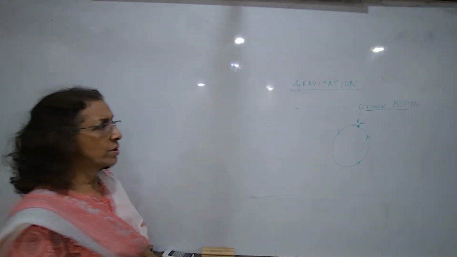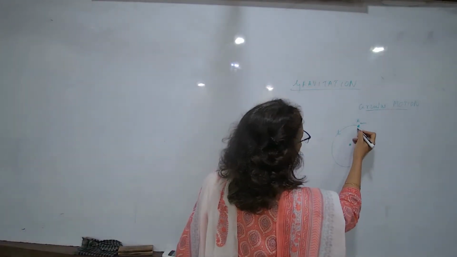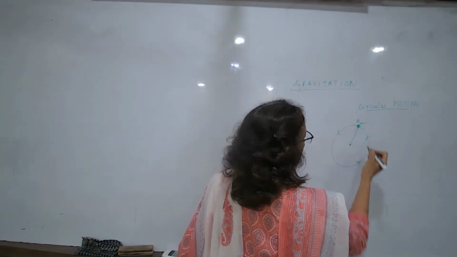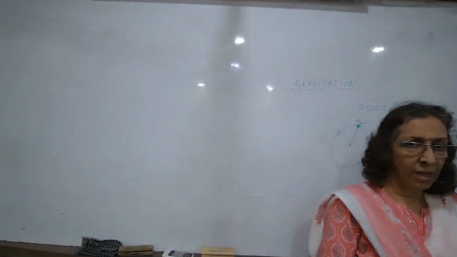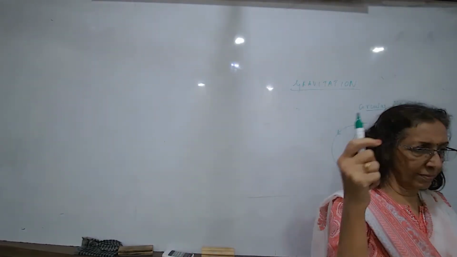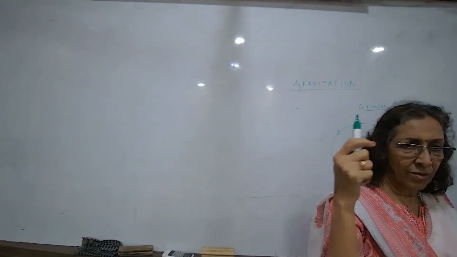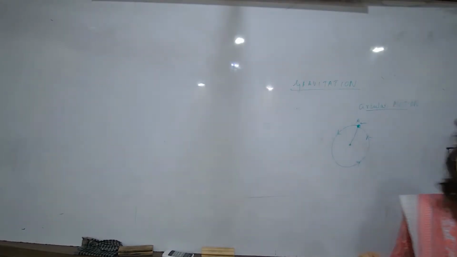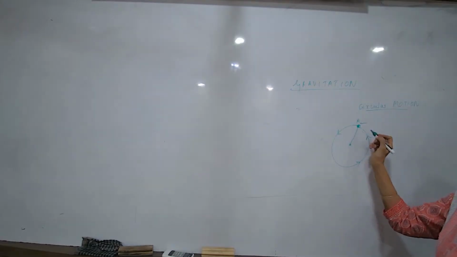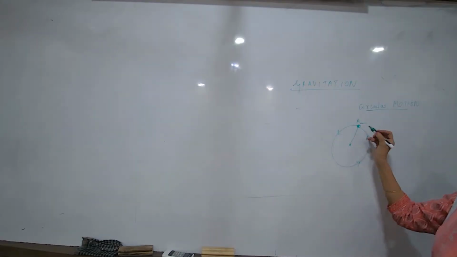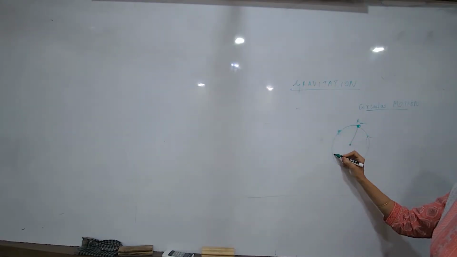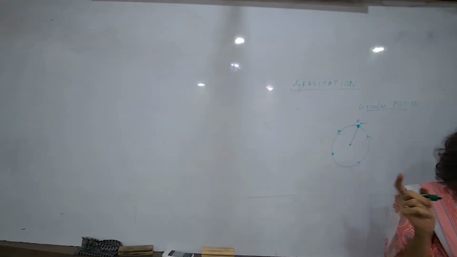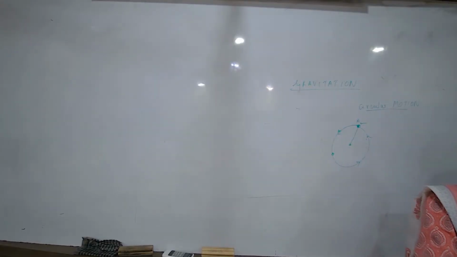Suppose a person has tied a string to a stone and is moving it around, so the object is going in a circular path. What happens if the string breaks? It moves in a particular direction, the stone goes off like this. Which direction is it going? It's going in the tangential direction.